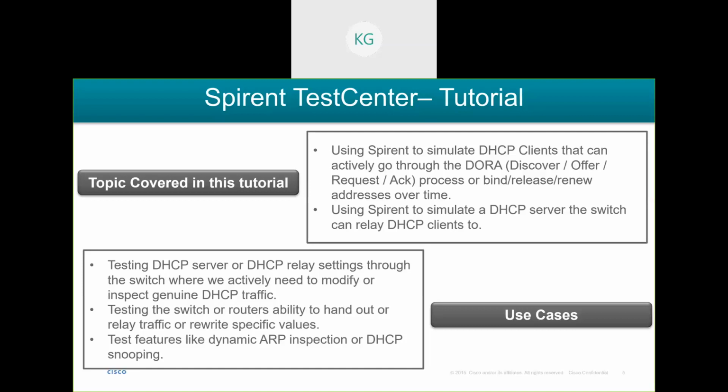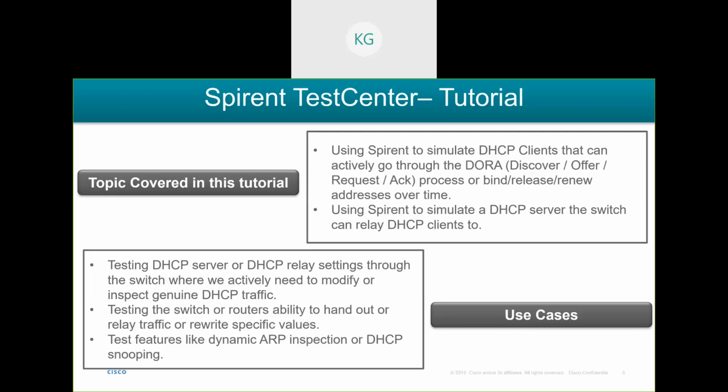This particular video, we're going to focus on how you can use Spirent to simulate either real DHCP clients that are going to actively go through the DORA process, which is discover, offer, request, and ack, or can send leases, binds, renews, etc. Or we're also going to show you how you can set up Spirent to act as an actual DHCP server, and maybe you can have your switch or router do a DHCP relay.